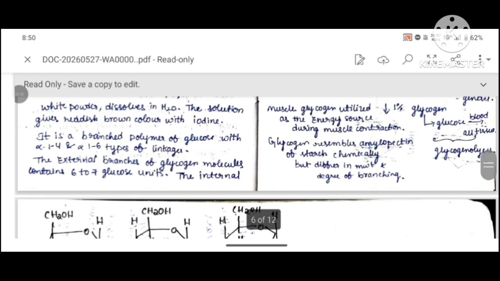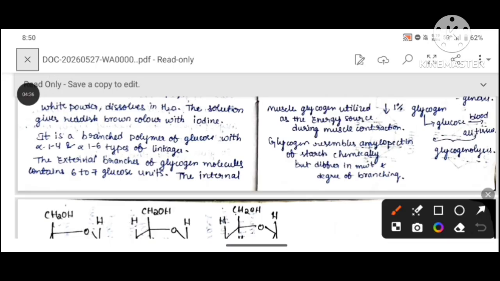Glycogen resembles amylopectin of starch chemically but differs in molecular weight and degree of branching. The similarity between the structure of glycogen and amylopectin is that both consist of two kinds of linkages, alpha 1,4 and alpha 1,6 glycosidic linkages. That's why glycogen resembles amylopectin of starch chemically, but the molecular weight of glycogen is more than that of amylopectin of starch. There is also a difference in the degree of branching.